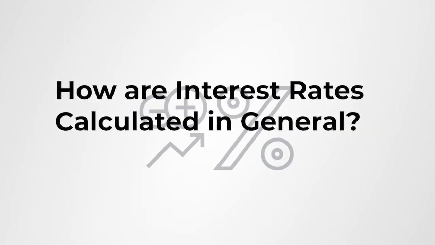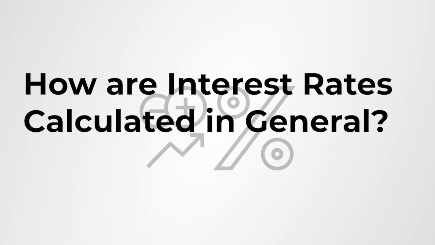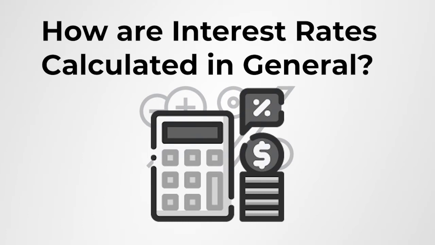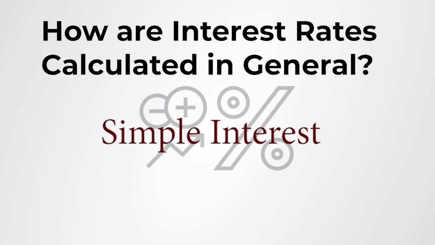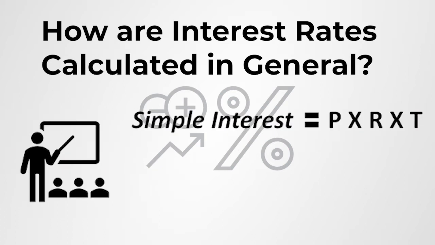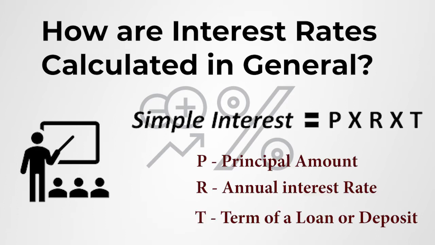Now let's understand how are interest rates calculated in general. The lenders or banks use two different kinds of interest rate calculations. Simple interest being the first one. Such interest is calculated on the principal amount of a loan or deposit using a basic formula. Simple interest is equivalent to P into R into T, where P stands for the principal amount, R for the annual interest rate, and T for the term of the loan or deposit.